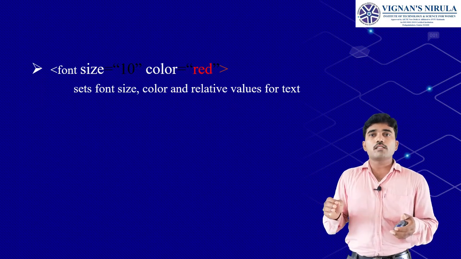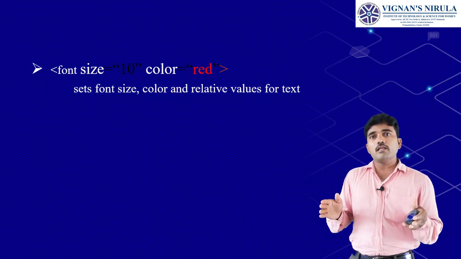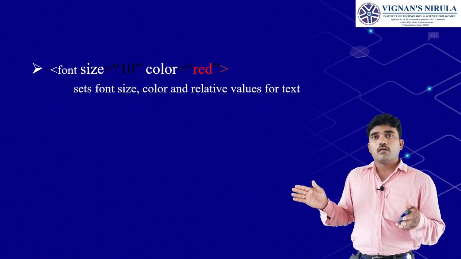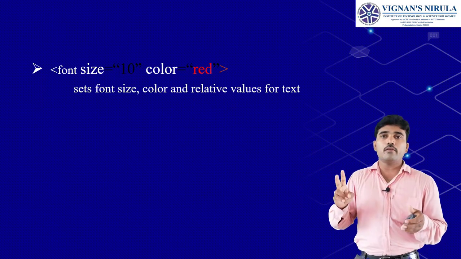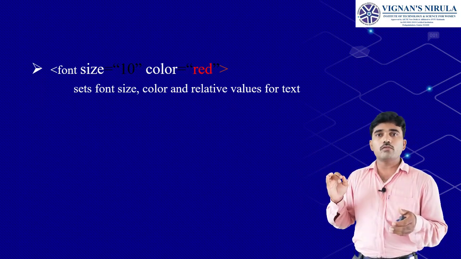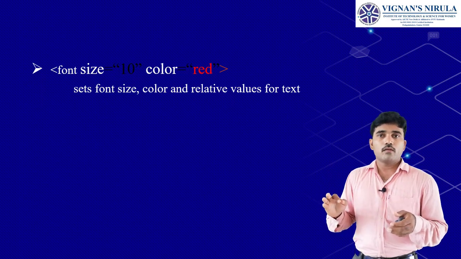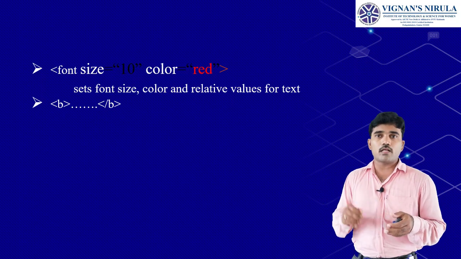So this font sets the font size, the color, and as usual some different relative values for the text. Actually here I have used only two attributes, color and size. Along with that you can also use a font type. Different types of attributes like this we are going to implement in later classes.